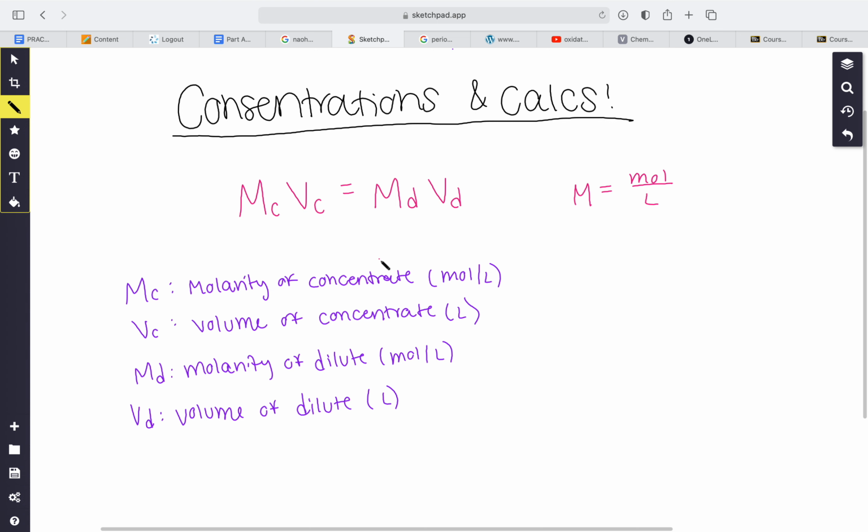Molarity is in moles per liter, which is the molarity equation. And then volume is usually in liters. I usually try to keep it in liters, and then if the question asks for something in milliliters, then I give it in milliliters, etc.